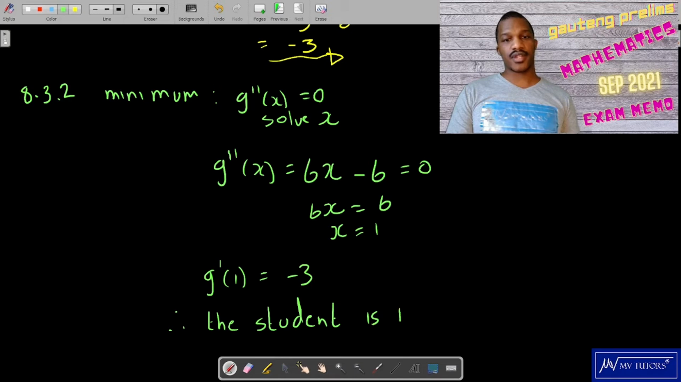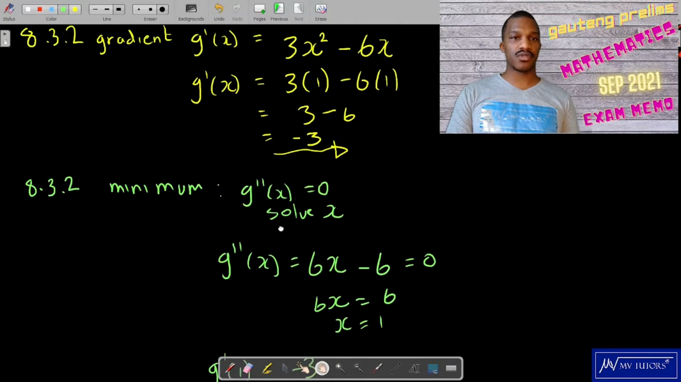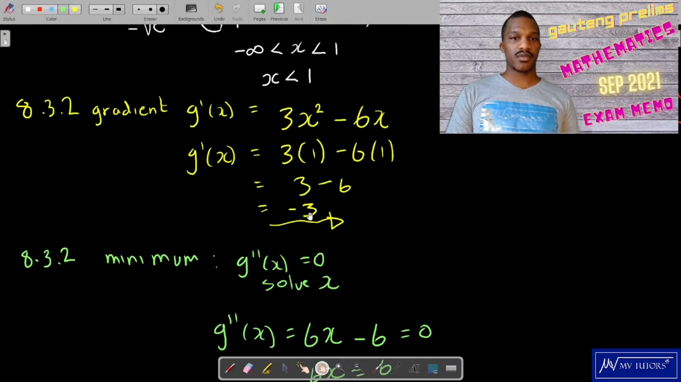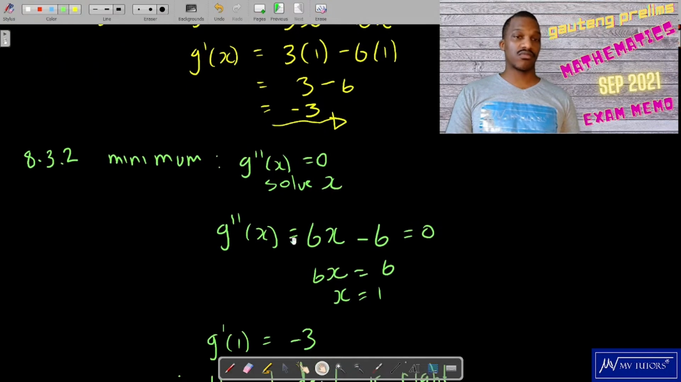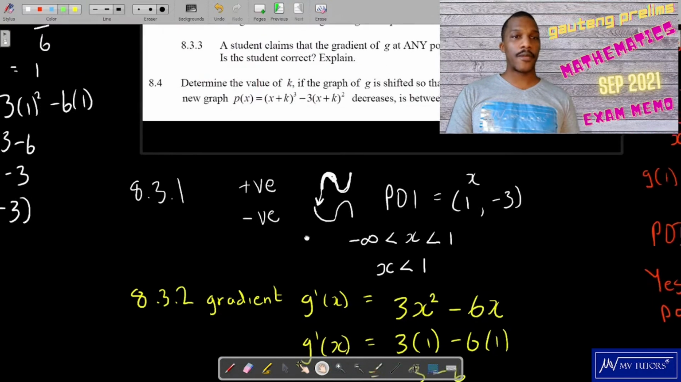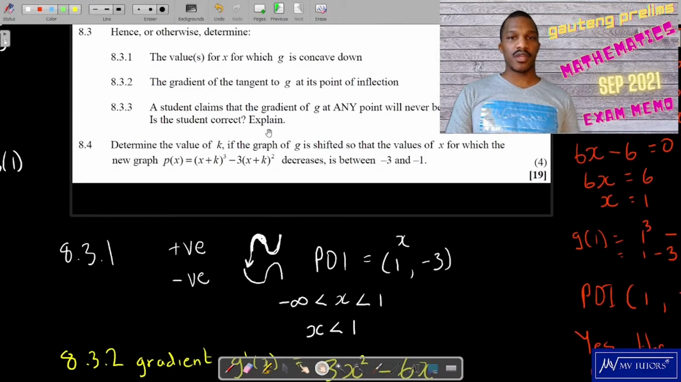The student is right. Okay, it's just a theory that if you go to the second degree derivation, it will give you the minimum x value. Because we're talking about gradients here, you have to substitute it into the gradient formula. Okay, and we know that if you substituted 1, it will give us minus 3. So the student is right. You can't go any lower than minus 3.